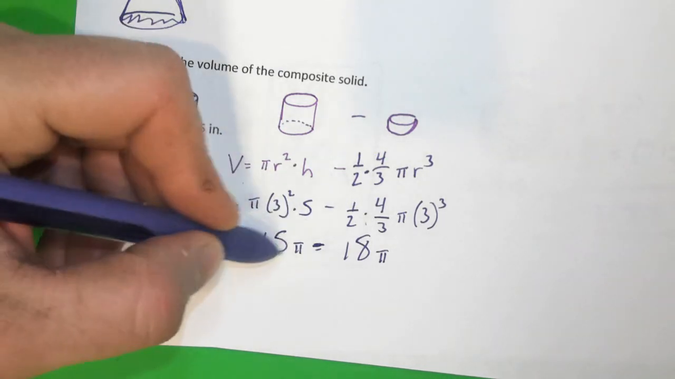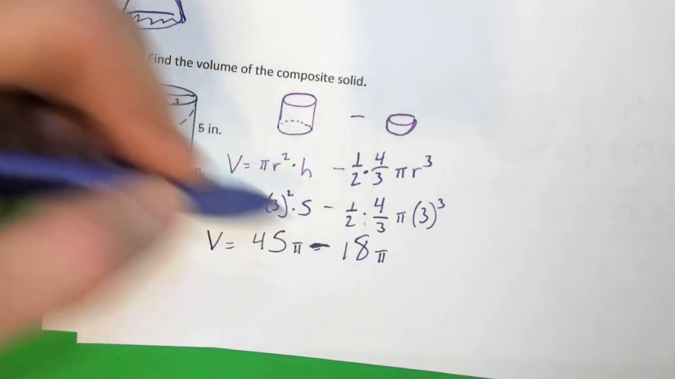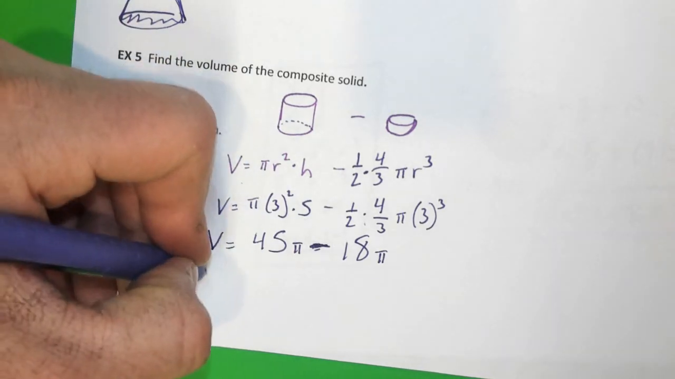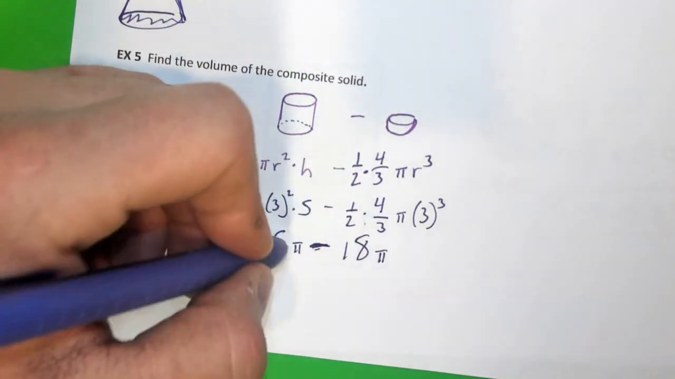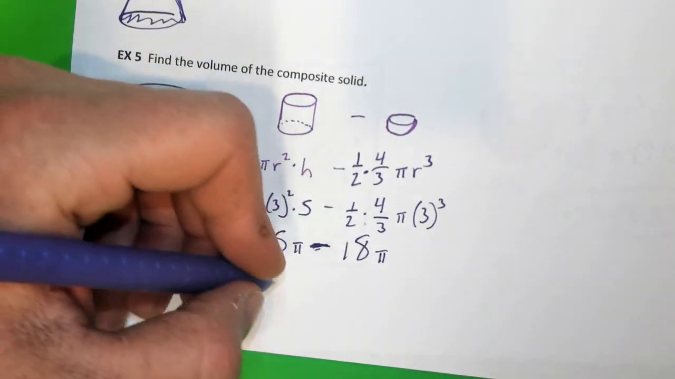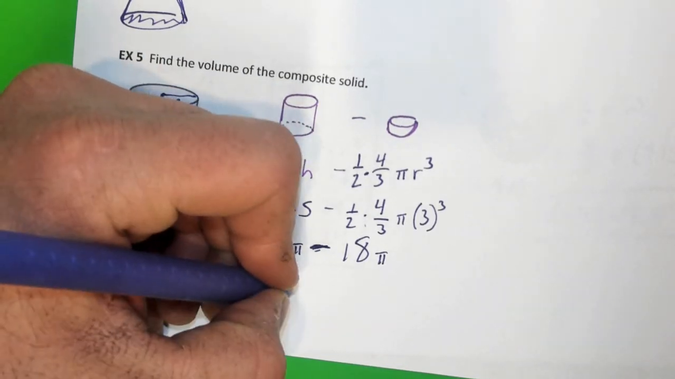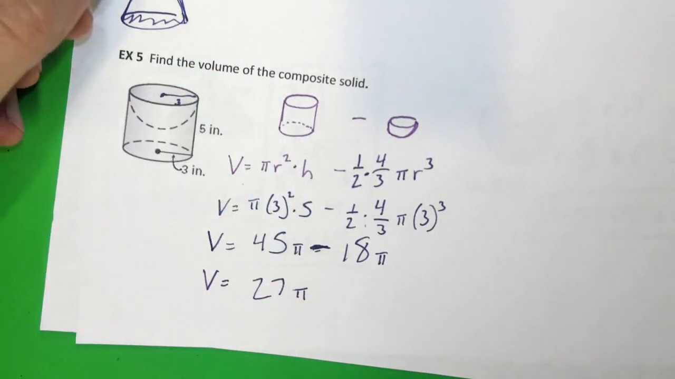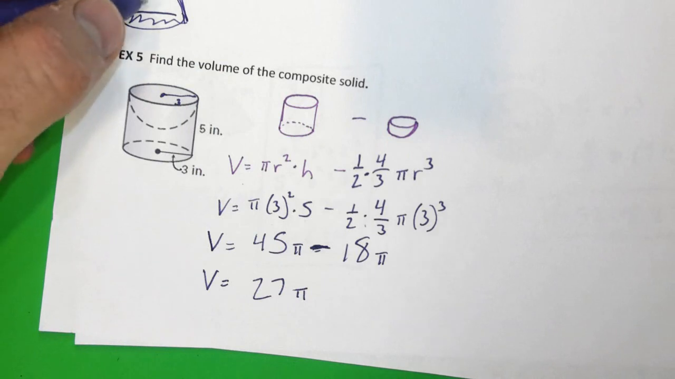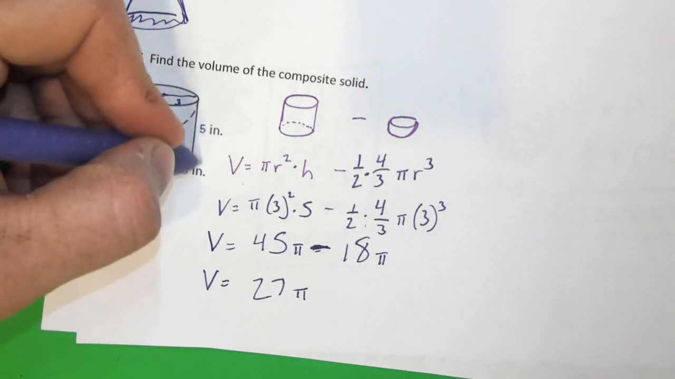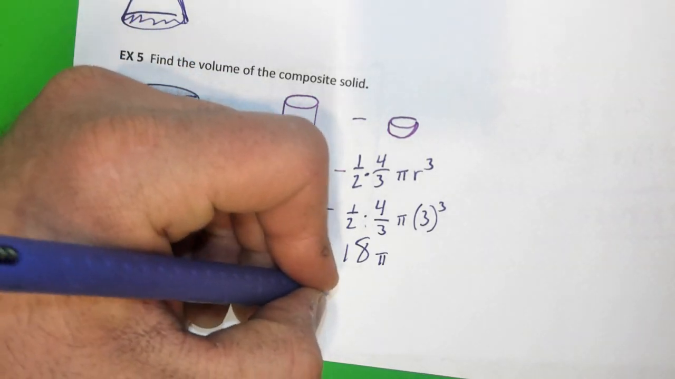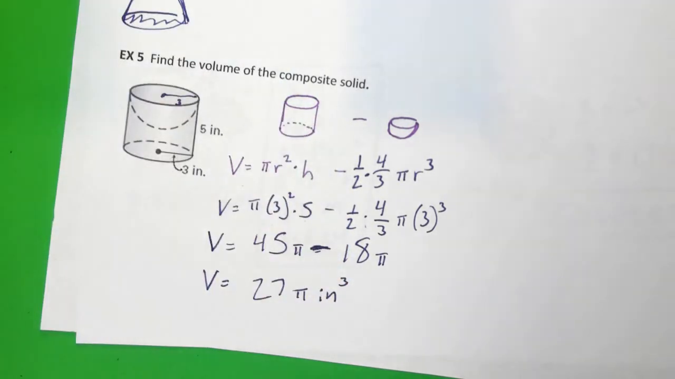Okay, so now if you had 45 pi's and we took away 18 of your pi's, how many pi's would you have? We're going to keep the pi, and we're going to change the number. 45 take away 18 is going to be 27 pi's. Let's talk about units. So for our units right here, we have inches showing up in both of these. So this is a volume, so it's going to be inches cubed. Okay, there you go. So there are your final answers.